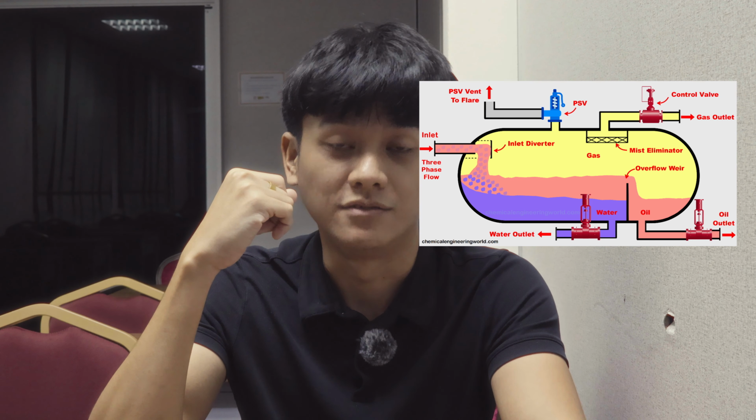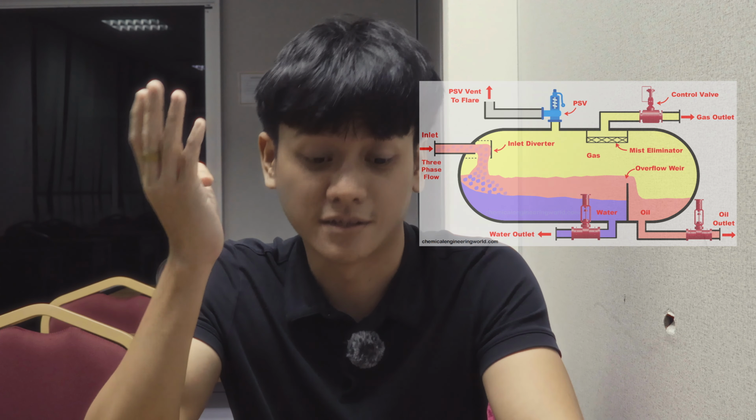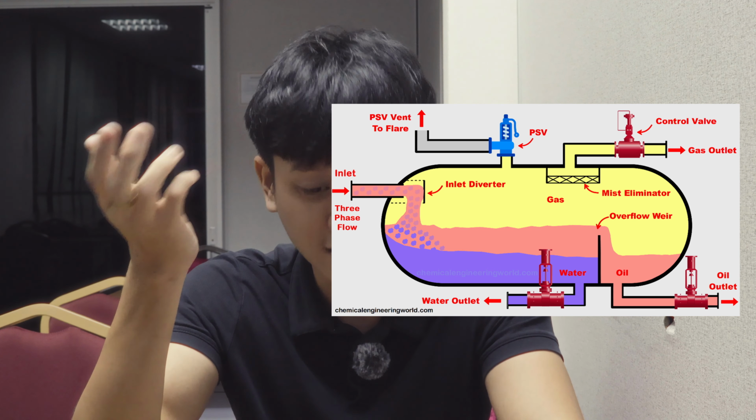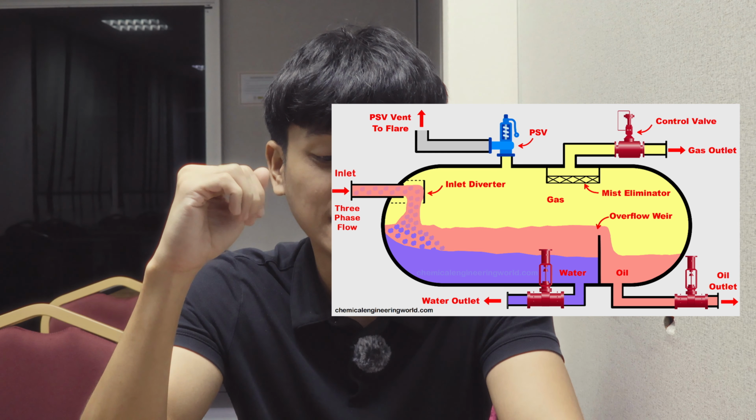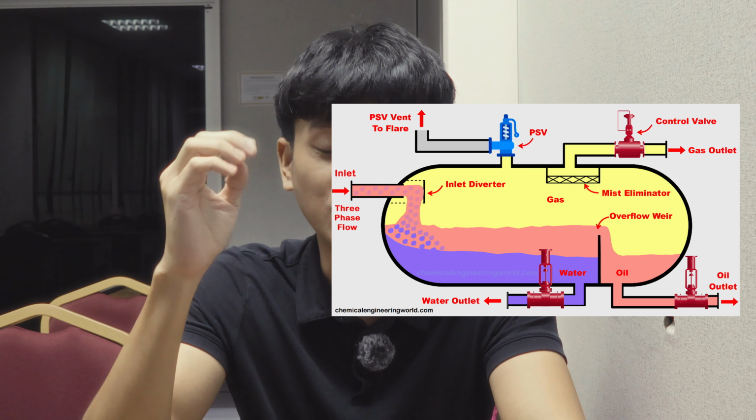Okay, then three-phase separator. The diagram shows a three-phase separator. Unlike the two-phase separator, this equipment separates the well fluid into three different phases: natural gas, crude oil products, and water. Since oil is lighter than water, the oil floats on top, while the water settles at the bottom due to gravity.